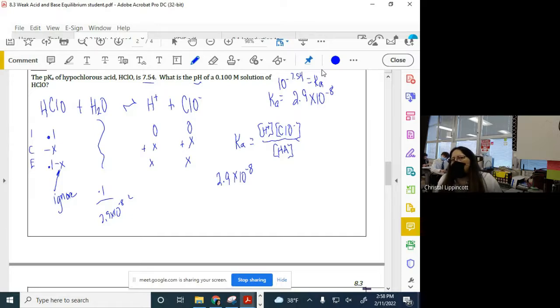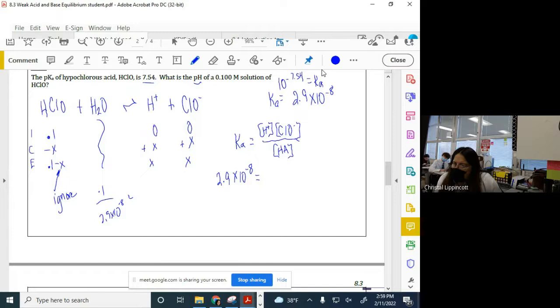I think it was Jaden today who brought up a good point. If this is 2 orders of magnitude different than this, then you could ignore it. This would be negative 1, so more than negative 3, then you can ignore it. And know that for AP, they're not going to make you use the quadratic, so it's a pretty safe bet that you're going to be able to ignore that. Okay? All right.